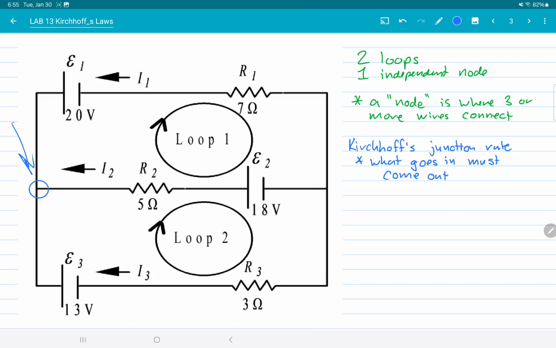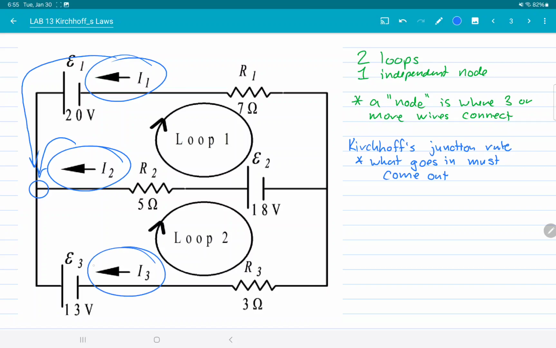So let's look at what's going into that particular node. Well, we have current I1 that if we follow it along would be going into that node. Current I2, again, the arrow shows that it would be going into that node. And current I3 also is on a collision course for that node. So we can say that I1 plus I2 plus I3 equals 0.